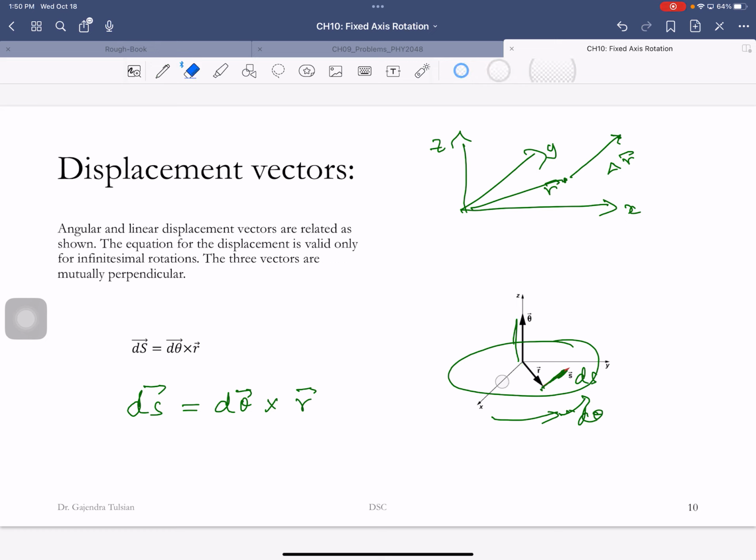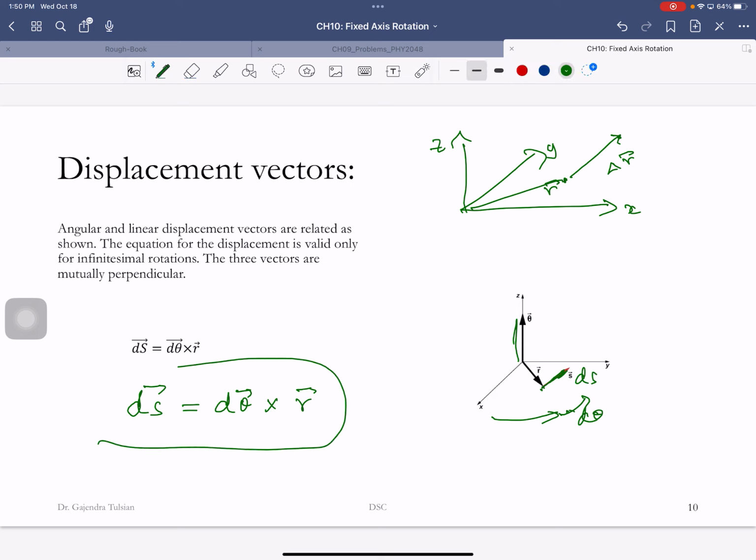Again, we won't use this. This formula works only for infinitesimal displacement. This is the displacement of that point, which was r away from the axis of rotation, when the object rotated through this angle d theta. So it's showing you that linear displacement as a cross product.